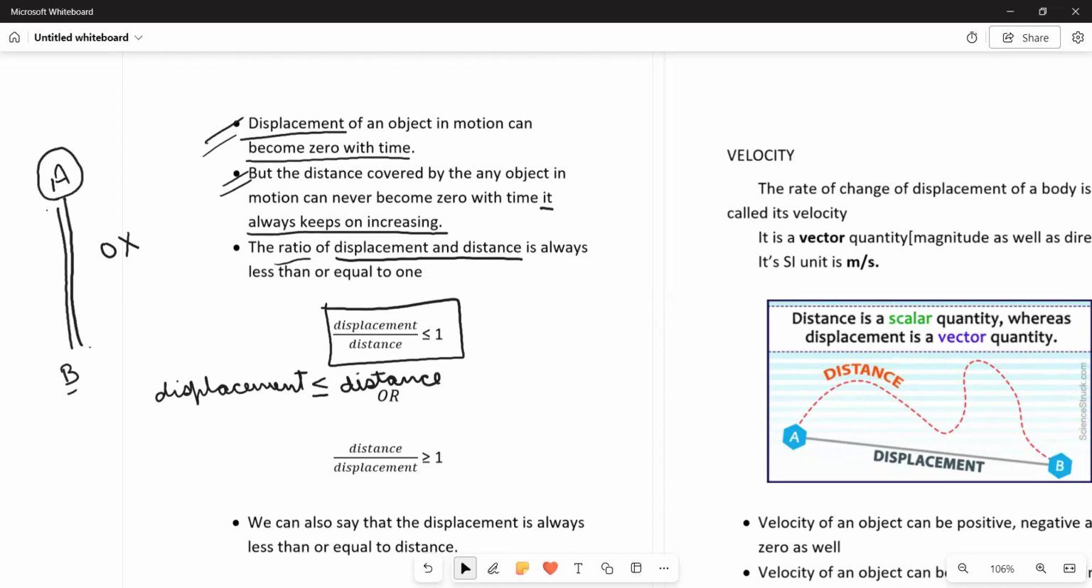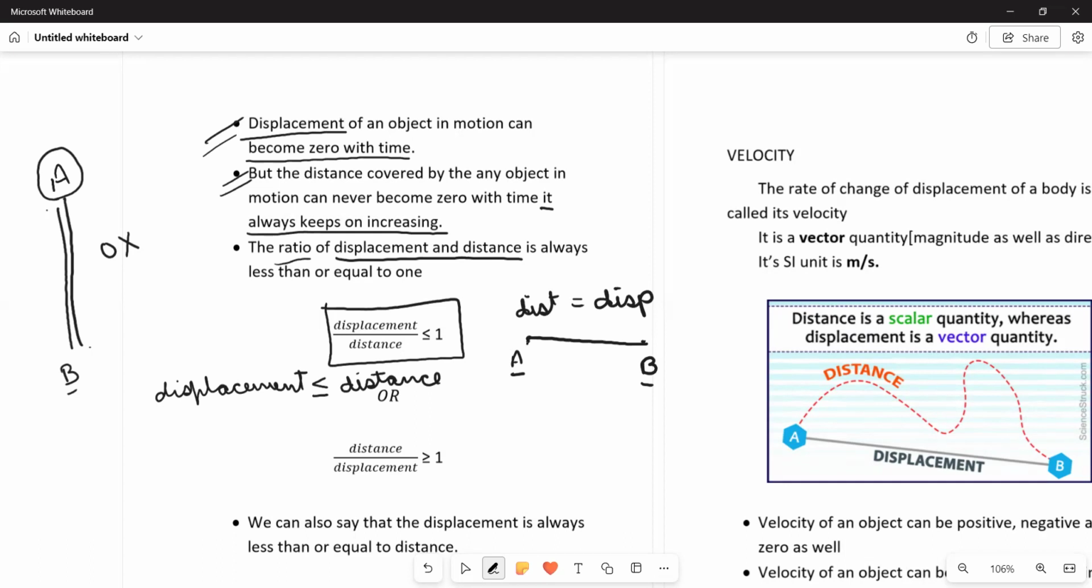distance. That means displacement can be less than the distance or equal to it. So if we start from this point A and go to point B in a straight line, we went from point A to point B in a straight line. So in this case, our distance is equal to our displacement.